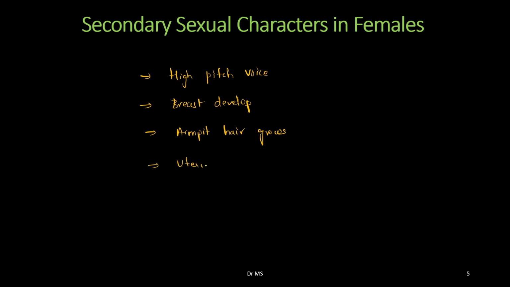The uterus grows bigger so that the female can accommodate the baby inside. Pubic hair grows, and body shape becomes round. So these are the secondary sexual characters that one can observe in females after attaining puberty. Clear?